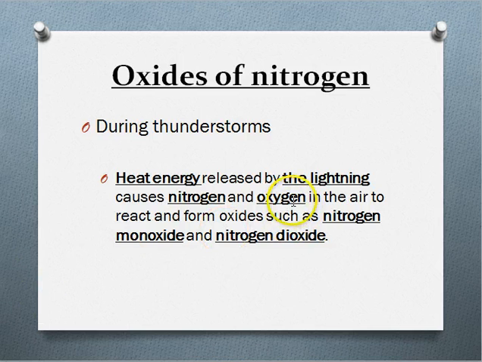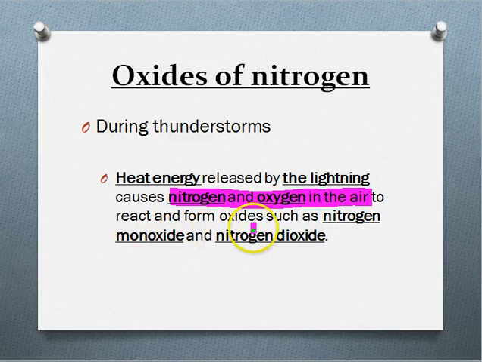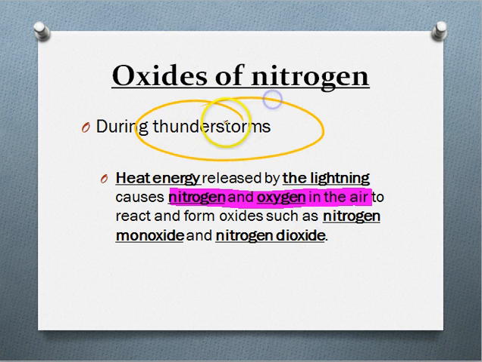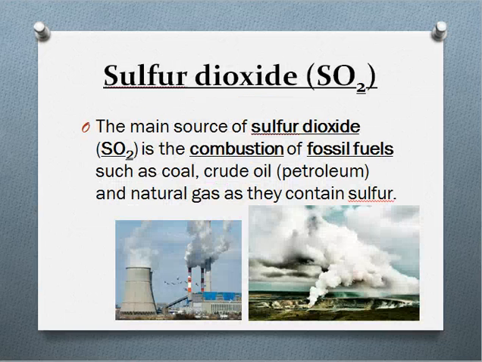Okay, now another one is also during thunderstorms. It's the same theory over here, because there's a lot of heat produced in the lightning. So the nitrogen and the oxygen in the air will combine. The equations will look exactly the same. First, you must form your nitrogen monoxide. After that, then you form your nitrogen dioxide. So this is how the nitrogen monoxide and dioxides are formed during thunderstorms. So take note, once again.